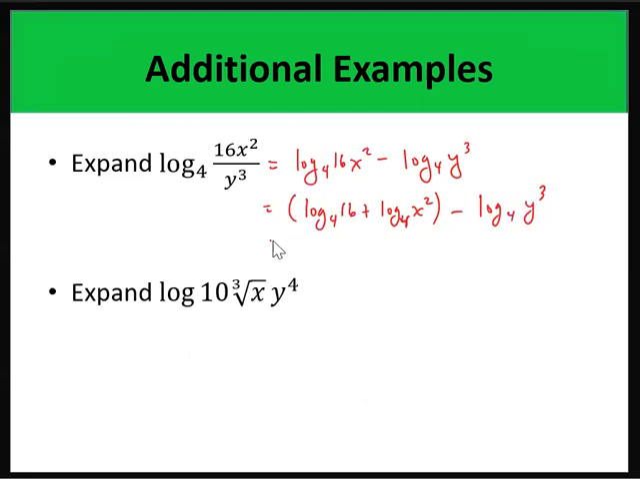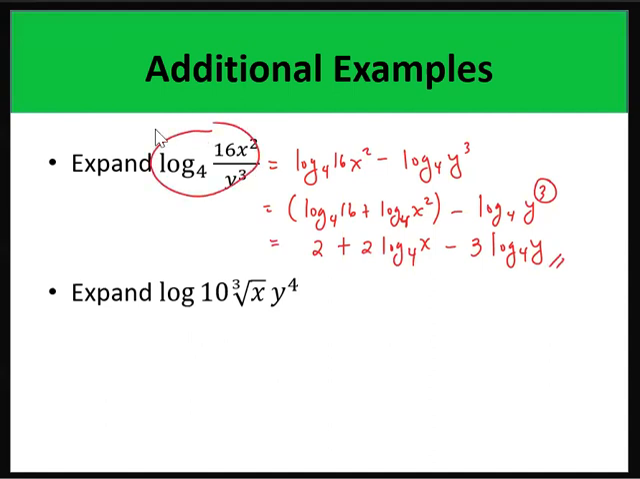Now simplifying further, the logarithm of 16 to the base 4 is 2. And then for this one, we can apply rule number 3. So we can write it as 2 times the logarithm of x to the base 4. And then also for this one, we can apply rule number 3 by bringing down the exponent 3. So it's 3 times the logarithm of y to the base 4. So this is the expansion of this particular logarithm.